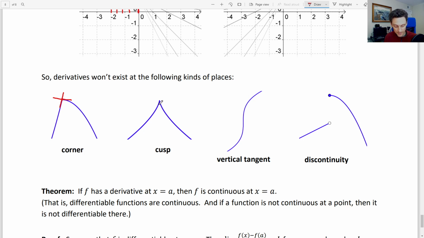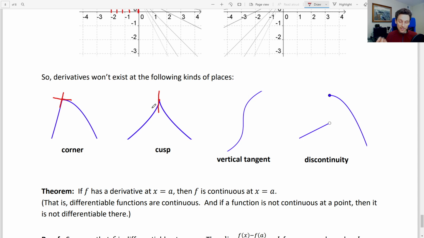A cusp is kind of like a corner, but it's infinitely sharp. So when you look at the curve coming into this point on the cusp, the slopes of the tangent lines are going to get larger and larger and larger. They're going to grow towards infinity. So if you were to draw a tangent line right here, it would be like a vertical line, and that has an undefined slope. And so because the slope of the tangent line is undefined at that point, we would say that the derivative does not exist.